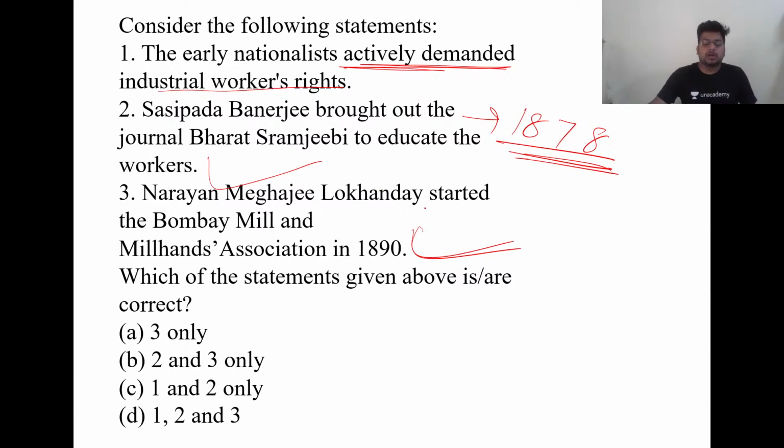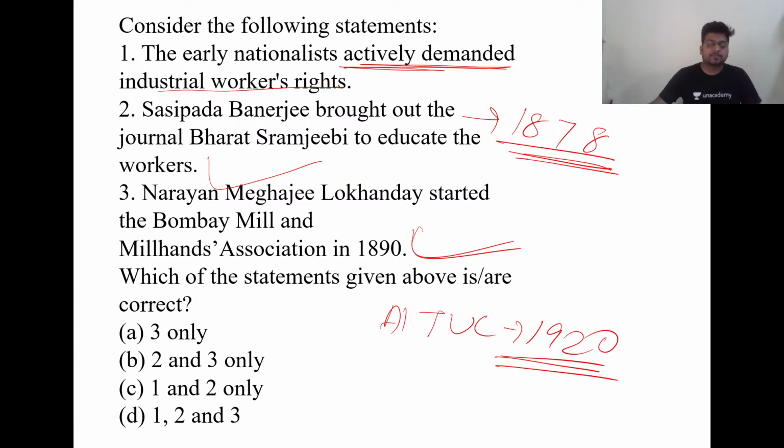It was N.M. Lokhande, and Lala Lajpat Rai was another working class leader. He became a leader of AITUC, the All India Trade Union Congress, established in 1920. Lala Lajpat Rai was the first president of it, and Diwan Chaman Lal was the general secretary. So they are the extremists. Moderates basically, we don't see any who are actively demanding industrial workers' rights.